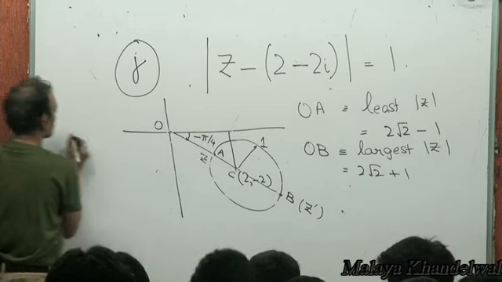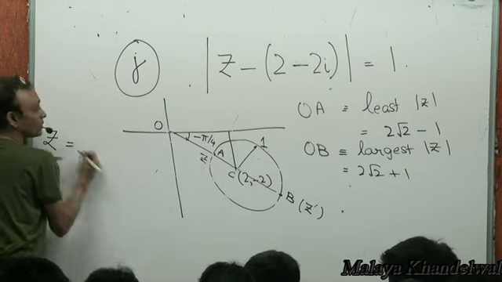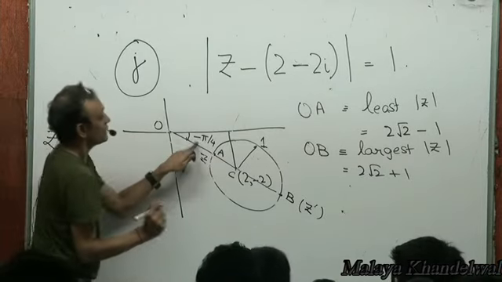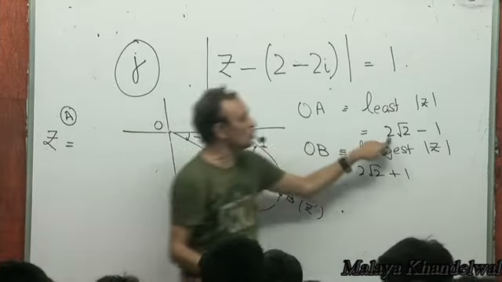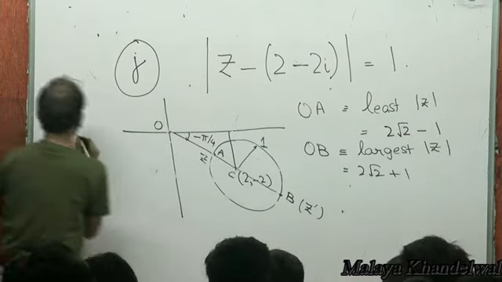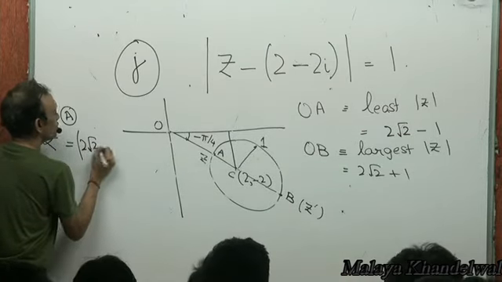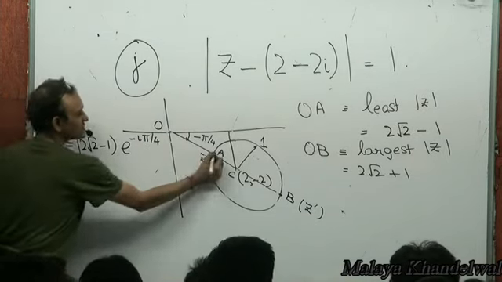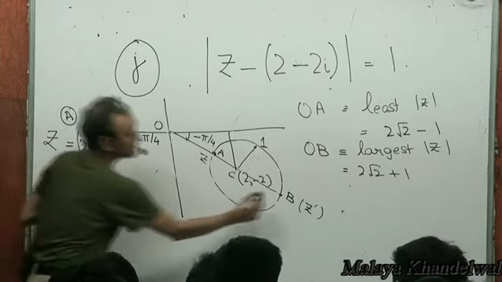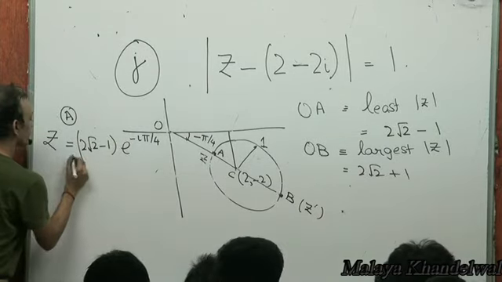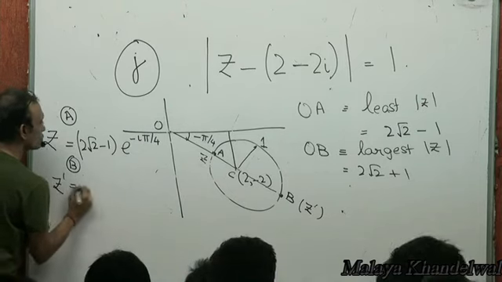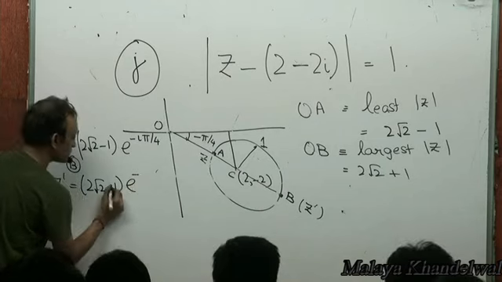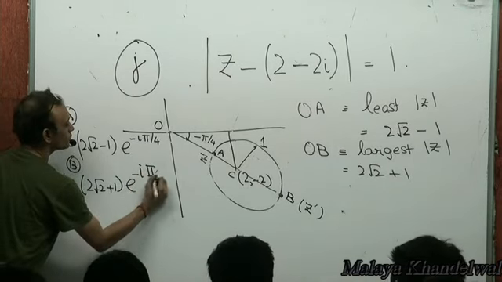So can I write z, that means for the point A, as 2 root 2 minus 1 into e power minus i pi by 4? So that's going to be 2 root 2 minus 1 e power minus i pi by 4. That represents this z. And this z prime, that is for B, is 2 root 2 plus 1 e power minus i pi by 4.